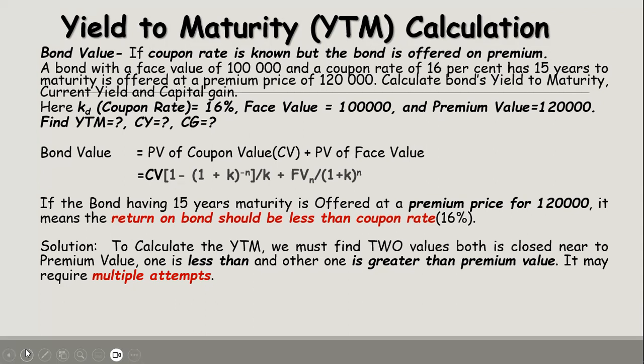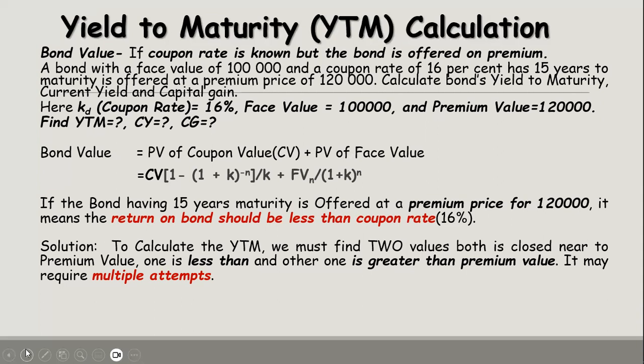In order to calculate the bond value, we have the formula: the coupon value multiplied by (1 minus (1 plus k) power minus n) divided by k, plus FV divided by (1 plus k) power n. If the bond having 15 years maturity is offered at a premium price of 120,000, it means the return on the bond should be less than the coupon rate. Here the coupon rate is 16%.